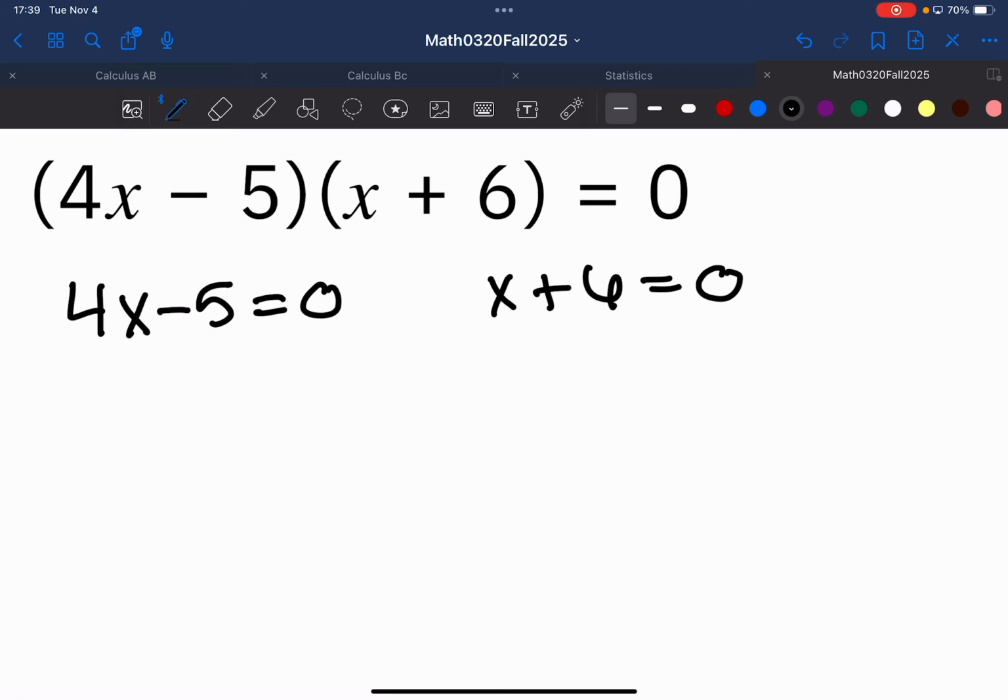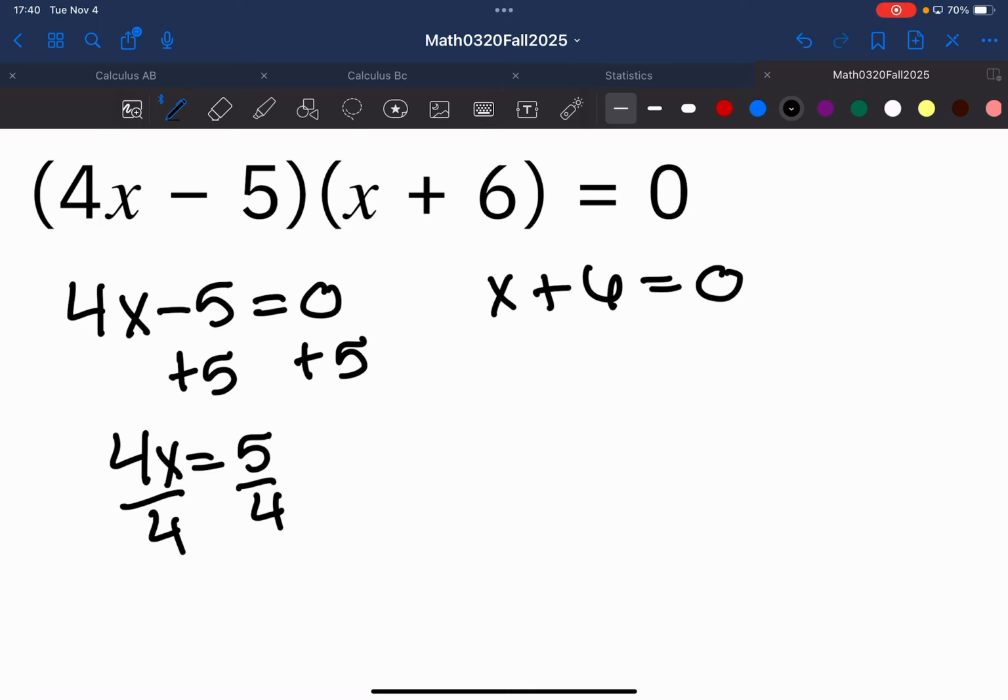Okay, so then for that very first equation, what would be my first step? Add 5. So I have 4x is equal to 5. And then what would be my last step? Divide by 4. And I want to leave it as a fraction, so I have x is equal to 5/4, 5 over 4, which is 1 point something if you plug it into the calculator.